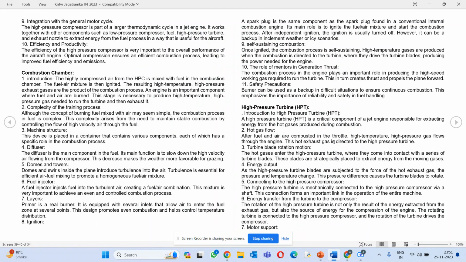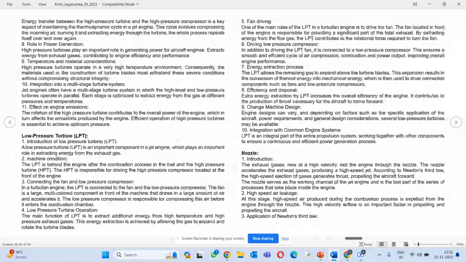The rotation of the high pressure turbine is not only the result of the energy extracted from the exhaust gases but also the source of energy for the compression of the engine. The turbine is connected to the high pressure compressor, and the rotation of the turbine drives the compressor.